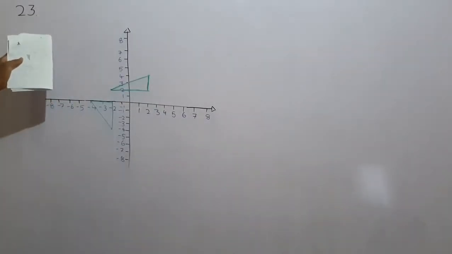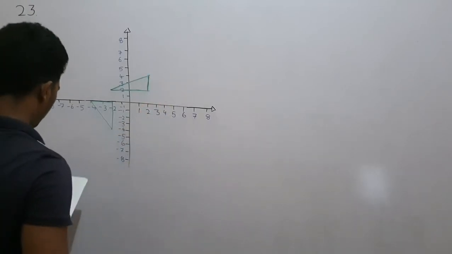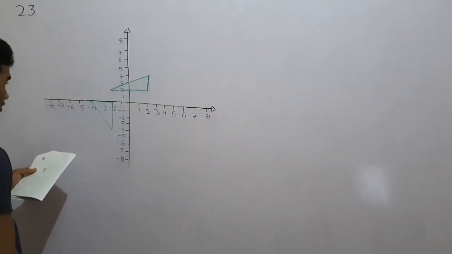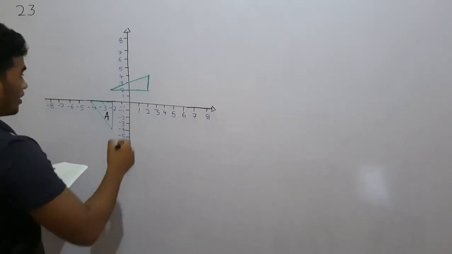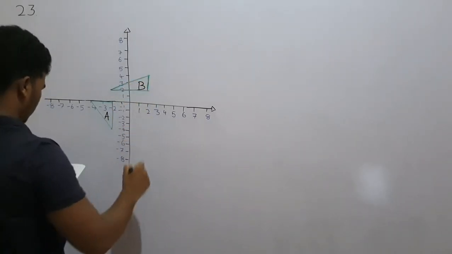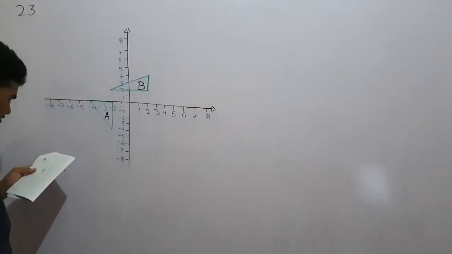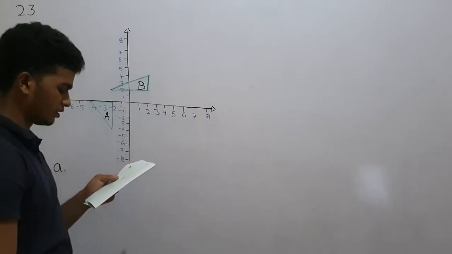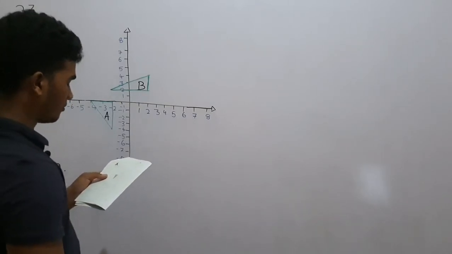So this is your final answer. Question number 23. Now I drew the graph which they have given. The question is triangle A and triangle B are drawn on the grid. Part A. Describe fully the single transformation that maps triangle A onto triangle B.